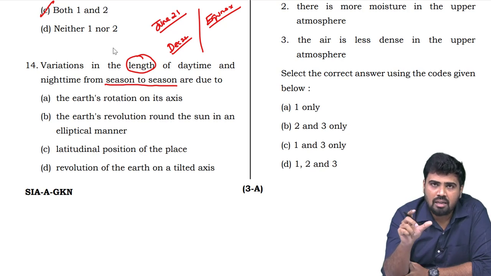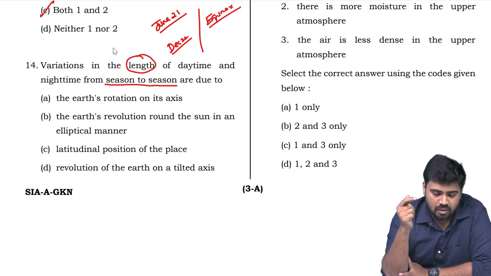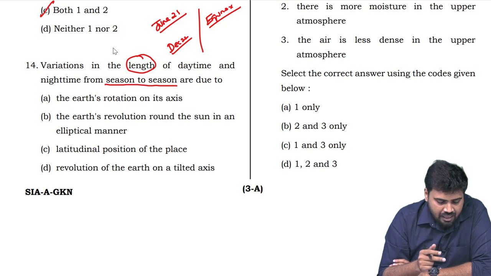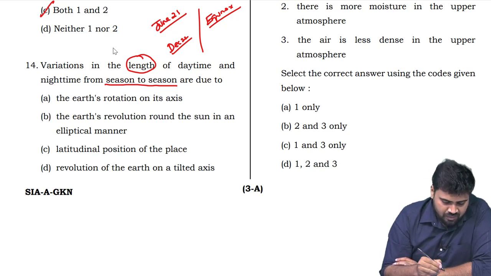December 22, northern hemisphere, shortest day, longest night, because the sun's vertical rays will be in the southern hemisphere around December. At the equinox, exactly 12 hours of day and 12 hours of night. So the variation in length of daytime and nighttime from season to season is not due to Earth's rotation, which causes day and night, but not that fact.